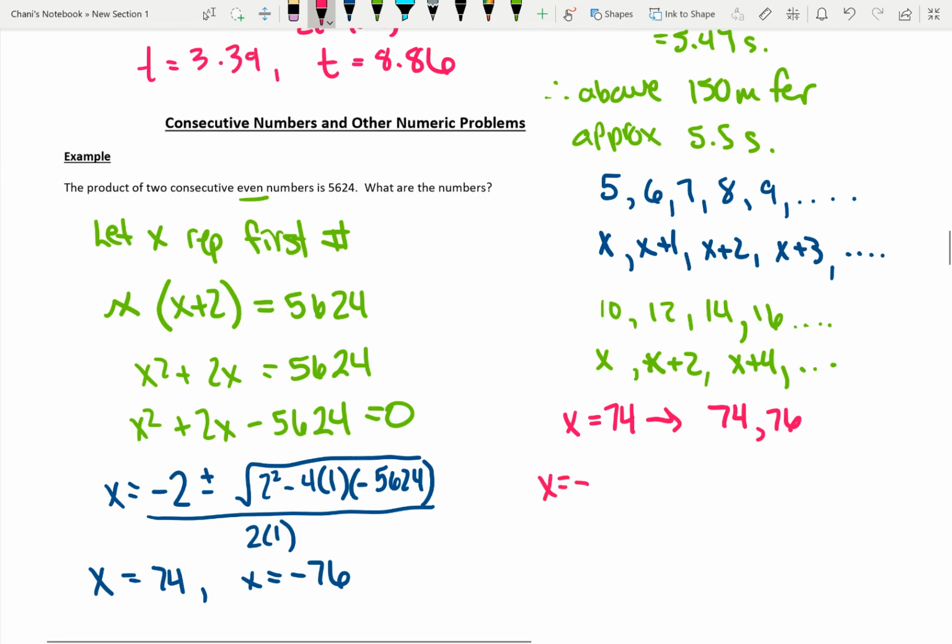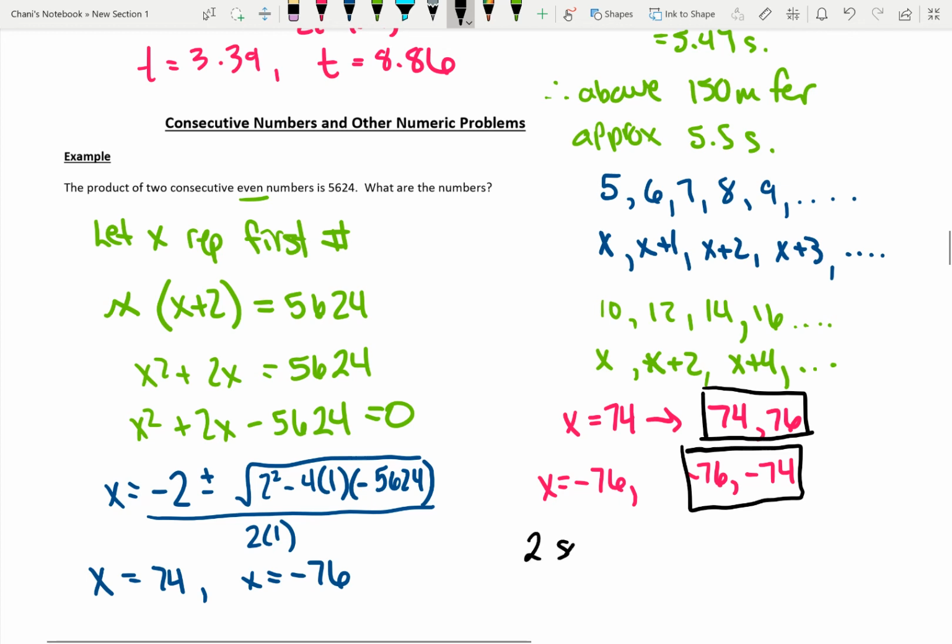But for x equal to negative 76, that means that negative 76 is the first number, and then the next consecutive even number is negative 74, right? If we're going up the integer scale. So negative 76 times negative 74 is also positive 5,624. So these are actually two sets of solutions. This is one solution, where those are the two numbers, and this is the other solution. So there are two solutions.